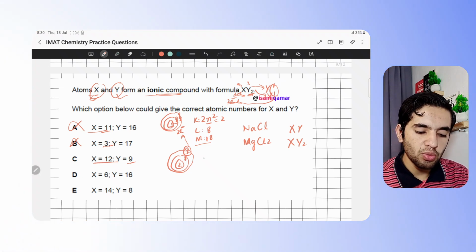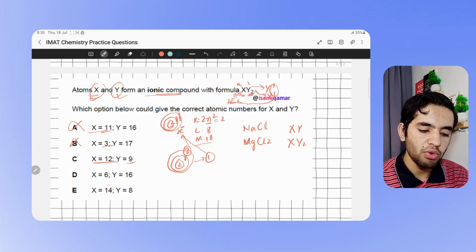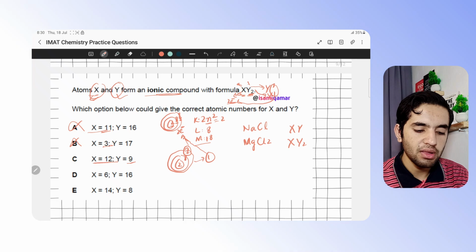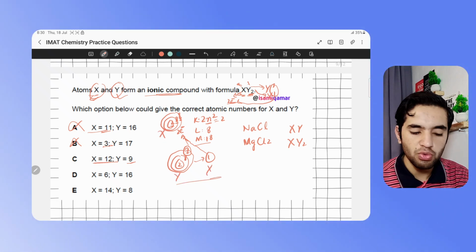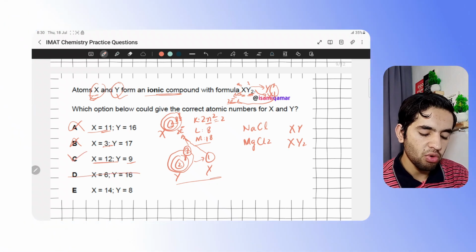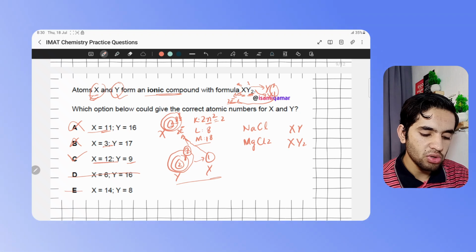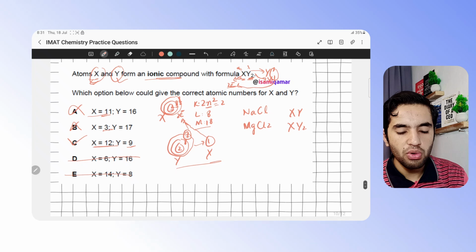But here, because 2 atoms will be needed, one on each side, it will form the bond with 2 electrons. So that's how this will be X, this will be Y, Y, so XY2. So this is going to be true, and the last one is also wrong because 2 and 4 will be in that group, so in the last shell there will be 4 electrons. Okay, I hope you got the concept.